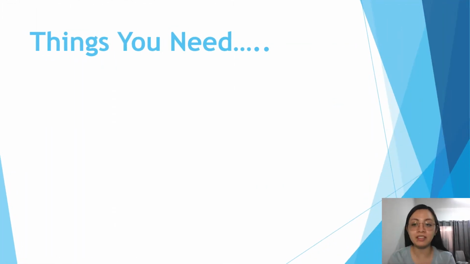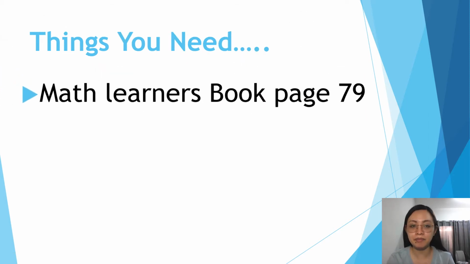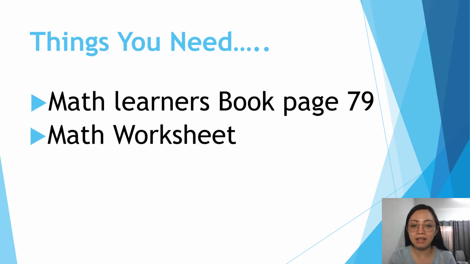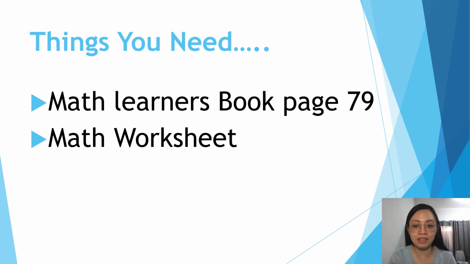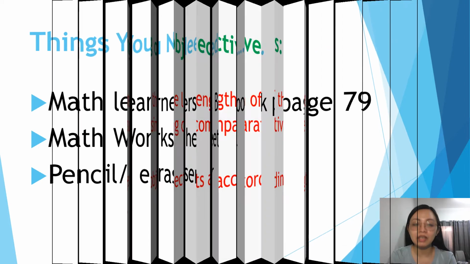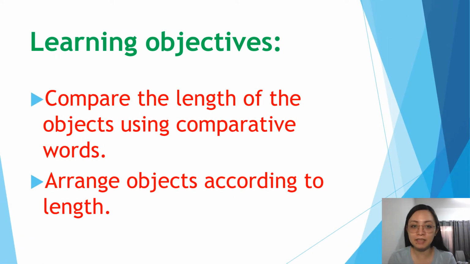So before we start, as usual, these are the things that you need. Make sure that before continuing this video, you have the following things: your math learner's book on page 79, the math worksheet, which I sent to you already, pencil and eraser. So our learning objectives: at the end of this video, you should be able to compare the length of objects using comparative words and arrange objects according to their length.